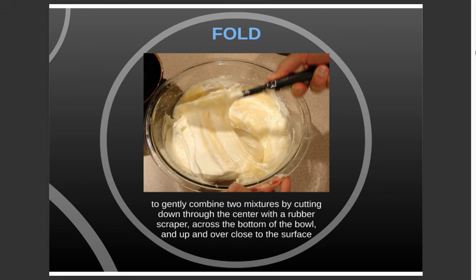Okay, to fold in or fold, we're going to gently combine two mixtures by taking our rubber scraper down around the bottom of the bowl and pulling it up over top. Maybe I'm making waffles and I have my batter and I'm adding some beaten egg whites to make it nice, light, and fluffy. I'm going to carefully and gently fold the batter underneath up over the egg whites to not knock the air out of the egg whites so it's nice and fluffy still.